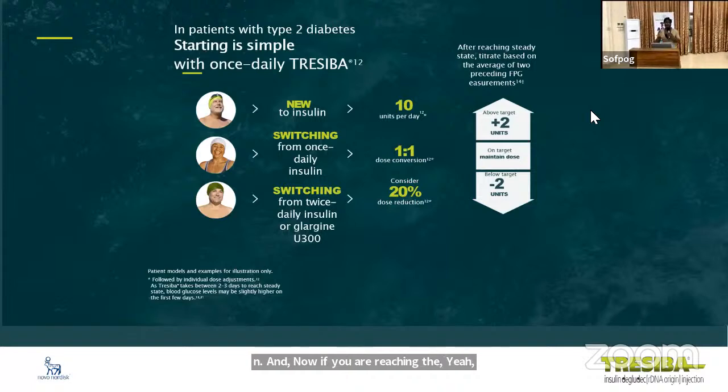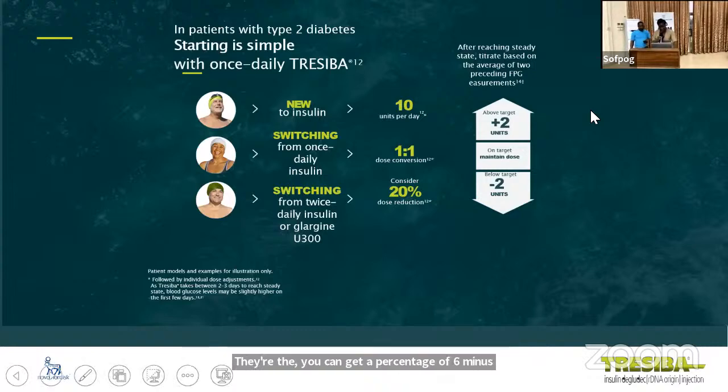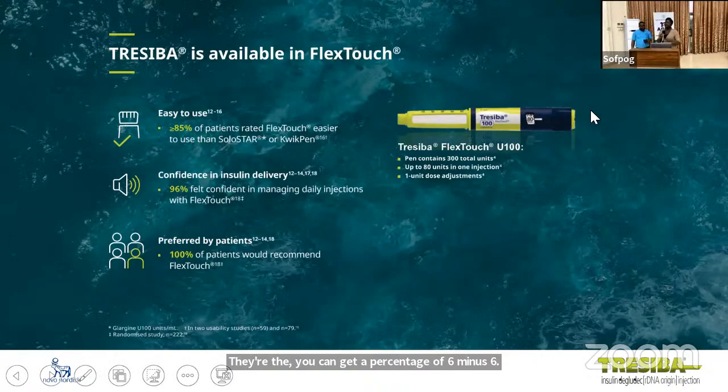Then finally, the patient is on a slightly different class. If the patient is on pre-mixed insulin and you want to switch that patient onto transceiver, what you do is a 20% reduction. So basically, if the patient is taking 30 units of the pre-mixed, you take 20%, which is 6, minus 6 units. You start the patient with 24 units. And this is how transceiver is.